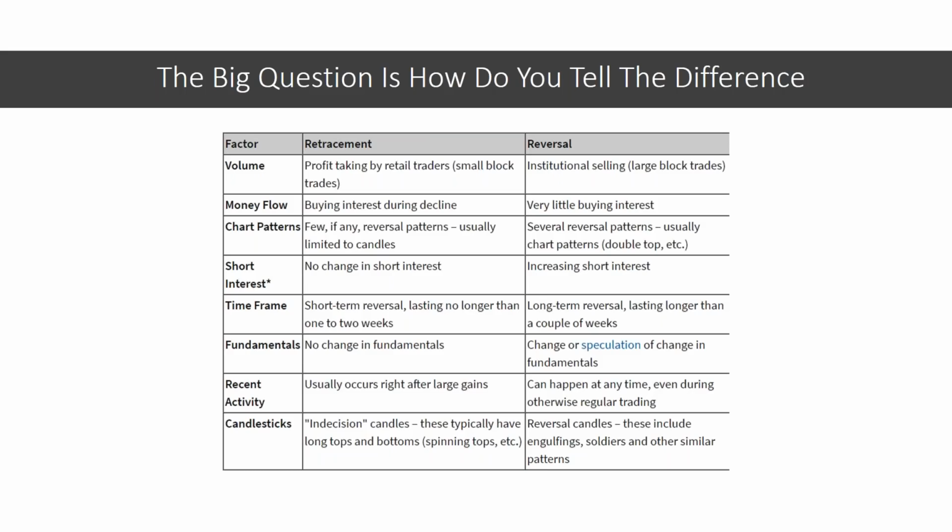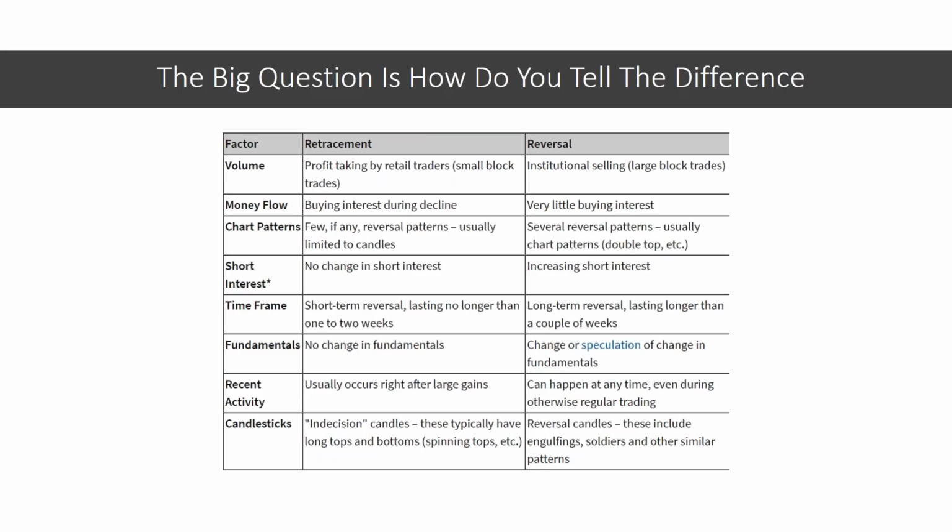Chart patterns. Few, if any, reversal patterns are usually limited to candles in retracements, whereas double tops, triple tops, double bottoms, triple bottoms, and head and shoulders will signal a reversal pattern.